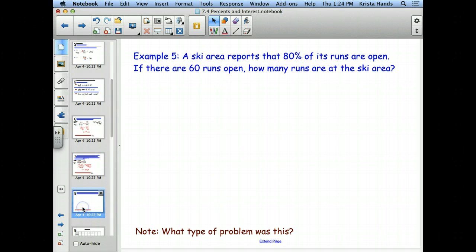Okay. One more. A ski area reports that 80% of its runs are open. They do this in the ski community. They like to report things just like this. If there are 60 runs open, how many runs are there at the ski area? Which case am I in? 3. I better be, because I tend to give you an example of each one by default here. It is case 3. Let's actually talk about why though.